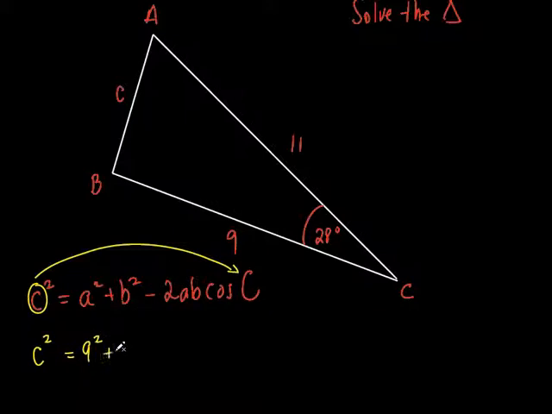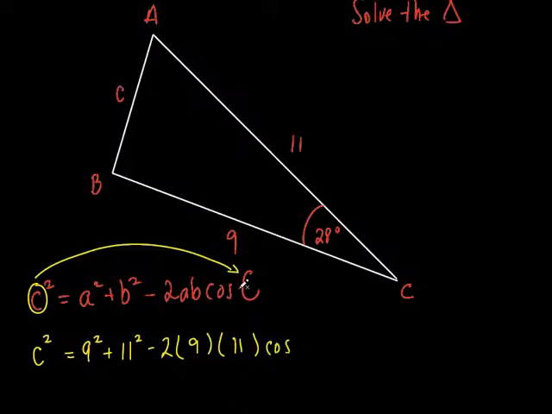9 squared plus 11 squared minus 2. What's that A, B, and that 2 all doing? Multiplying. So I put those in parentheses. So what is the A again? 9. What is the B? 11. And then now what do I write?